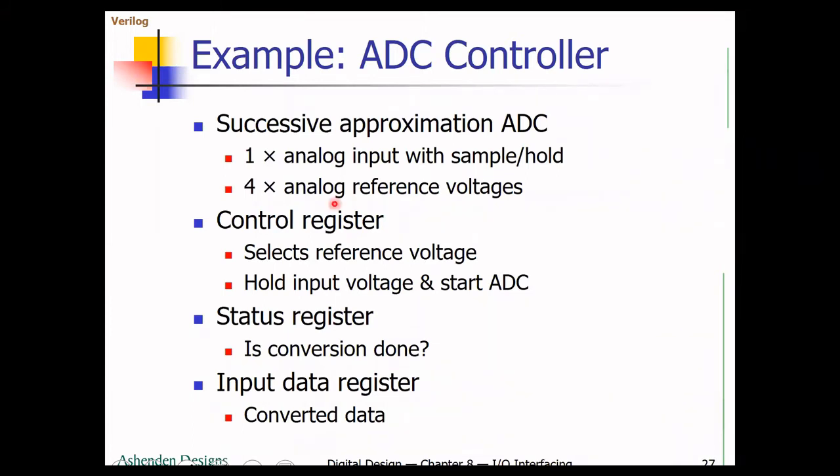Coming to the control register: select reference voltage, hold input voltage, and start ADC. So these are the control registers which we have. The status register is nothing but the done register. If it is done, the analog-to-digital value is to be taken from the controller and given to the processor. Input data registers are the converted data, which is taken from the ADC to the processor. Why? It has to be stored for further processing.